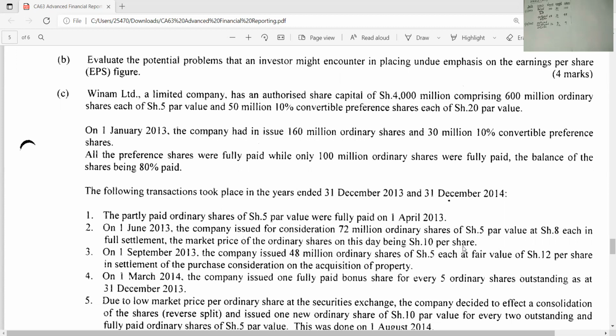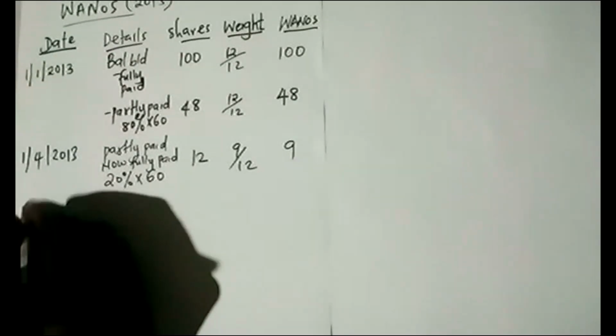in full settlement. So the market price of the ordinary shares on this day being 10. So these 72 million ordinary shares were trading in the market at 10. But remember that they were issued at 8. So we have to equate to determine how many shares were issued at 8, because they were never issued at full market price. The market price is 10 and they were issued at 8. So we have to do something here. And this occurred on 1st June 2013.